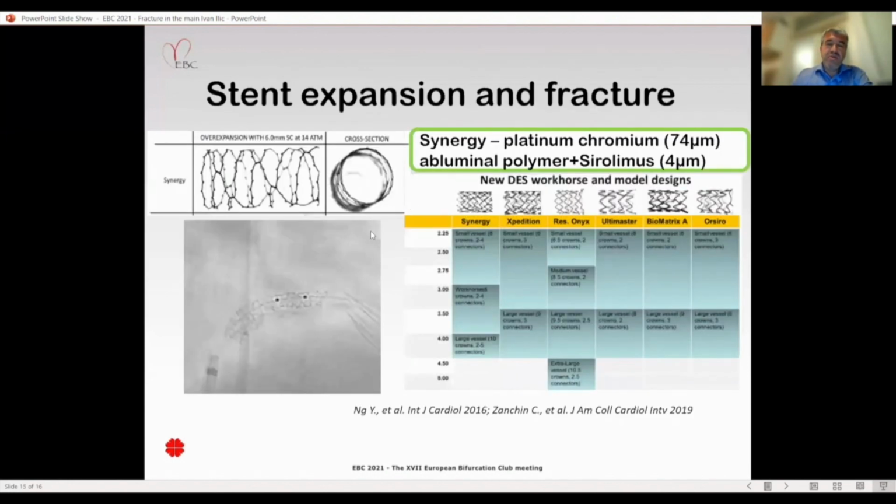We used the Synergy platinum chromium stent, which is a thin strut stent with abluminal polymer and sirolimus as antiproliferative agent. This stent comes in various diameters, and for the large vessels, it has 10 crowns and reinforcement of 2 to 5 connectors. As in bench study, this stent can be expanded up to 6 millimeters, but what can be compromised is the radial strength and adequate scaffolding of the very calcified left main in this situation.